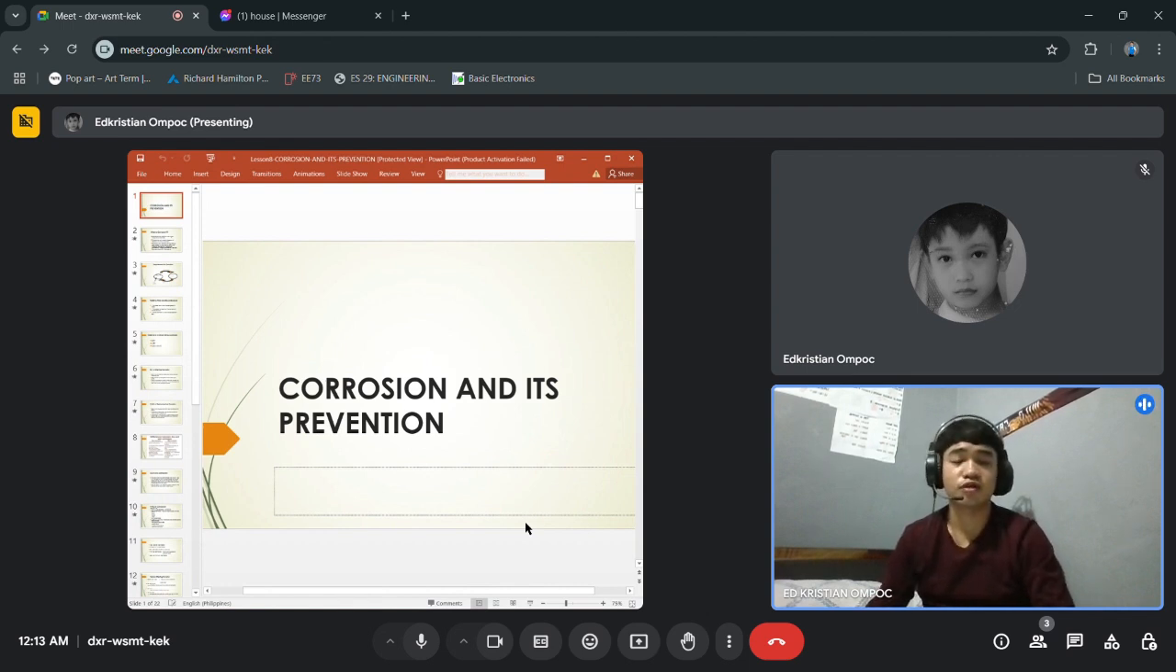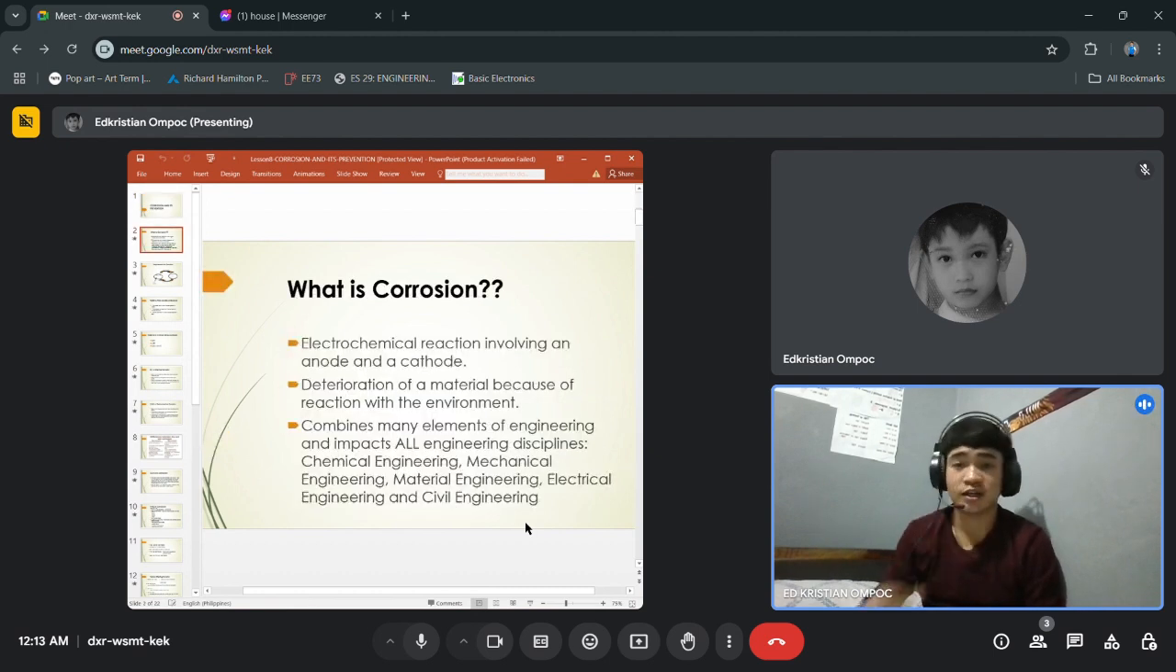We were assigned to discuss Lesson 8, and it's about corrosion and its prevention. So, what is corrosion? Corrosion is an electrochemical reaction involving an anode and a cathode. So, ang kanang electrochemical reaction typically occurring at electrochemical cell. Ang kanang electrochemical cell is naduha na siya ka material that is submerged or partially submerged sa isa ka electrolyte solution nga diha gakahitabo ang loss and gain of electrons.